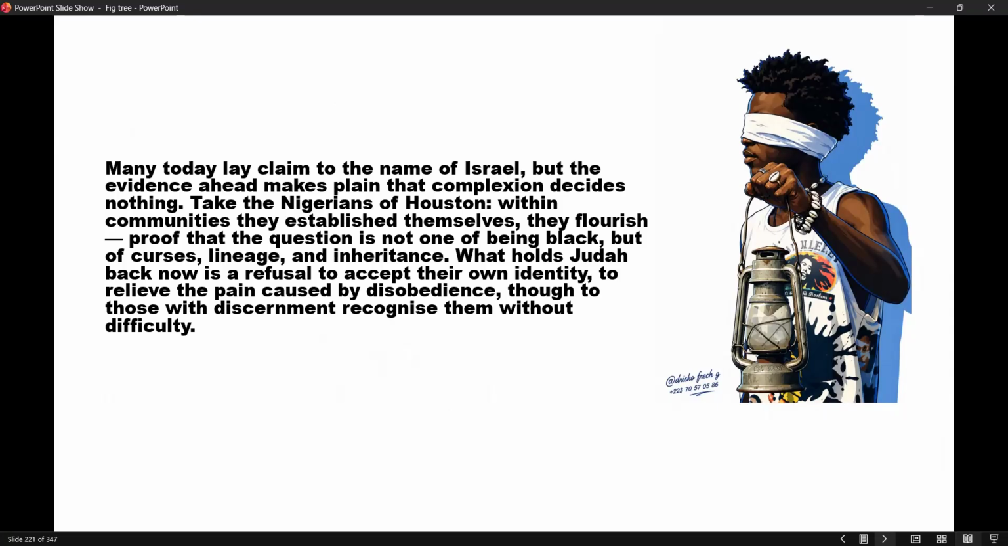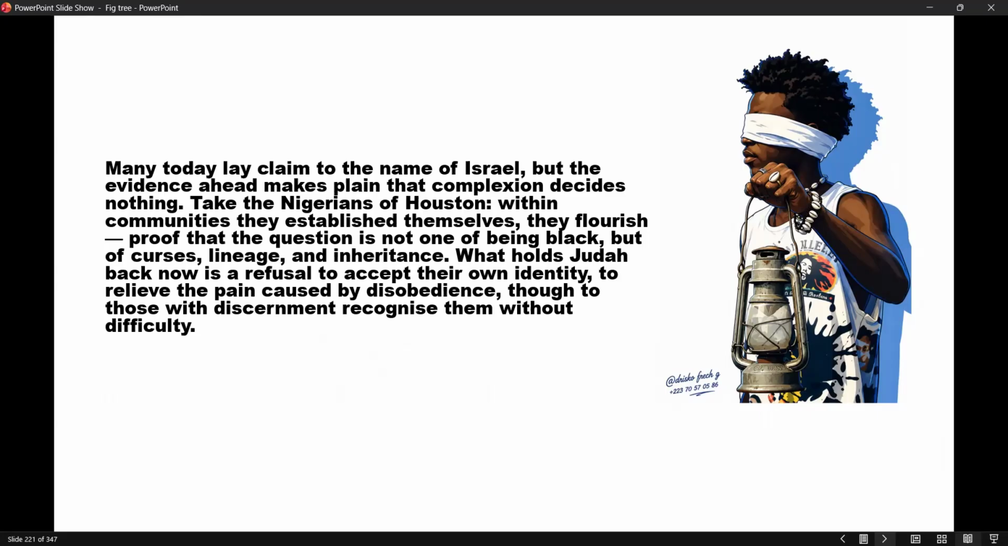That's what we've got to understand. It has nothing to do with your skin. This is what they've told you: because I'm black, because I'm black. No, it's not because you're black. It's because of the curses, right? Your lineage and your inheritance. And they know that this is coming to you. All you have to do is open your eyes.